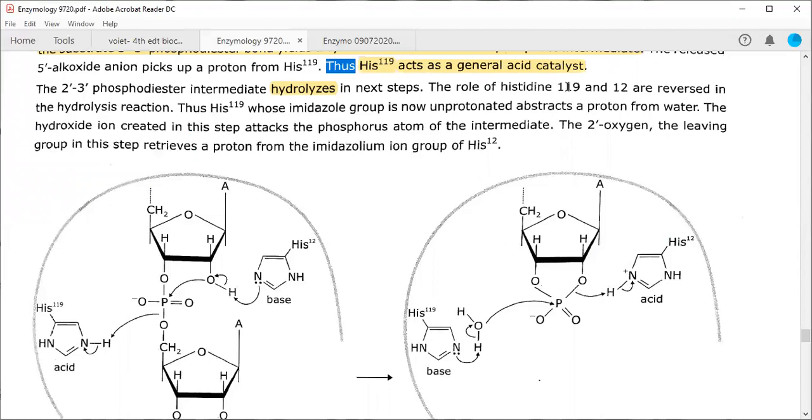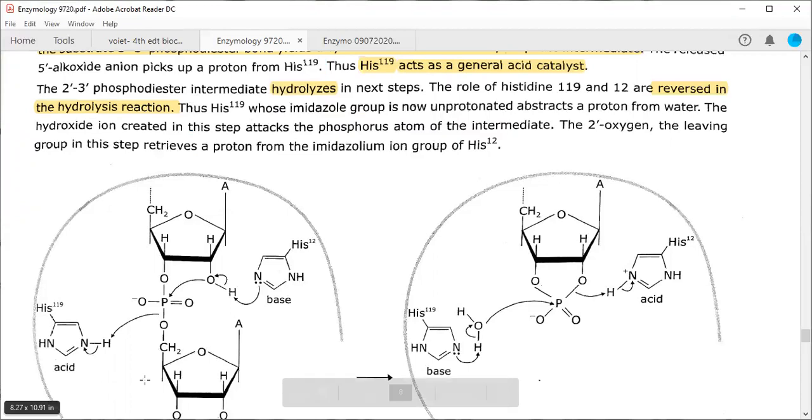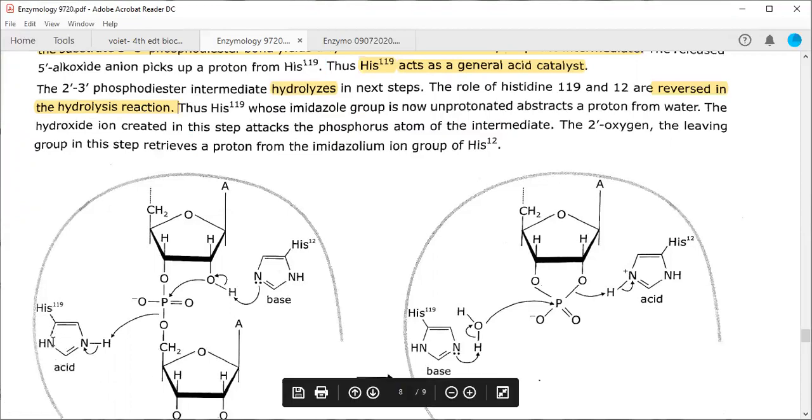So the roles of histidine 119 and histidine 12 are reversed in this particular hydrolysis step. It is made up of two steps. In one step it is a base, and it is an acid in the other. In the second step, the one that was a base will act like an acid.